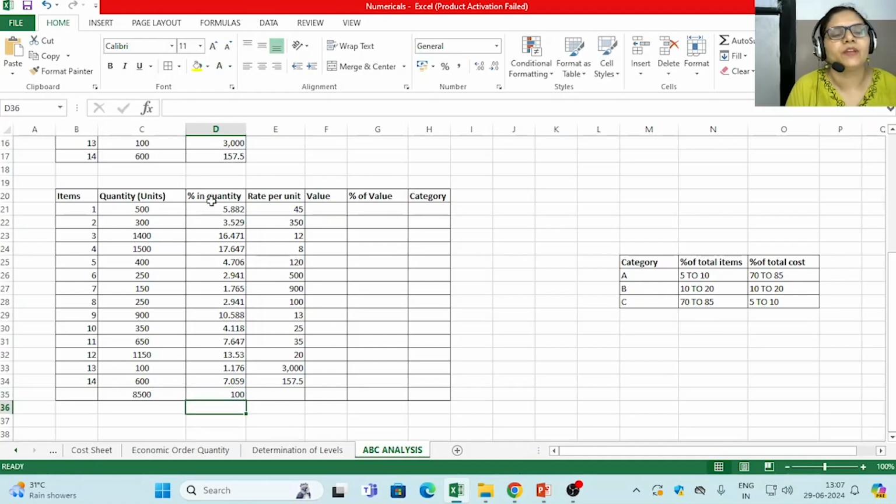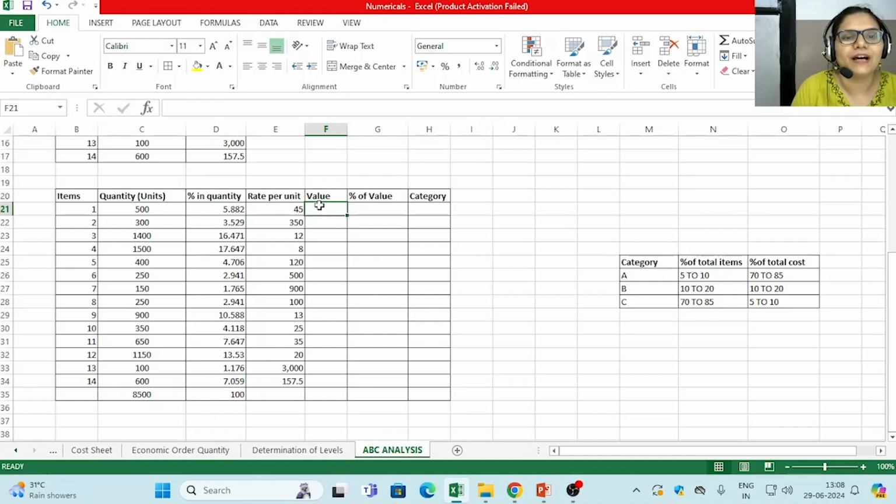Now we know item number 1 is composed of 5% of total items in the firm. Similarly, item number 2 composed of 3% of the total items in the firm, and 16% is item number 3, 17%, item 4, and so on. Now we have been given rates of these.